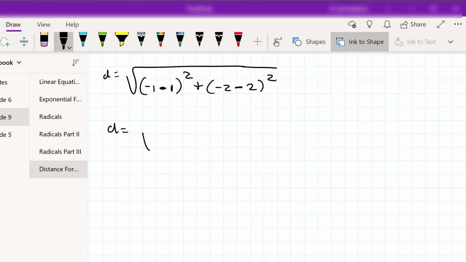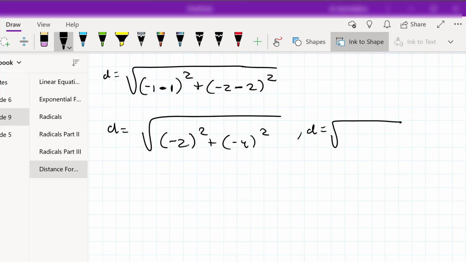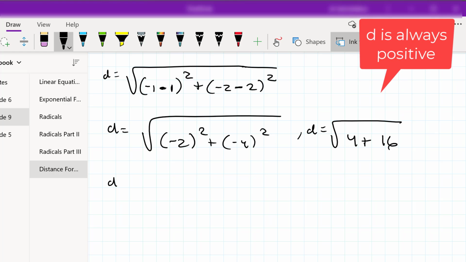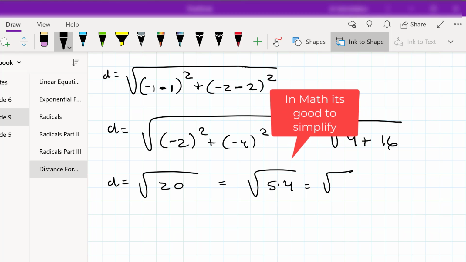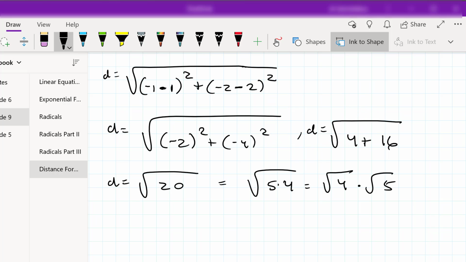So we have D equals minus 1 minus 1 is minus 2 squared plus minus 2 minus 2 is minus 4 squared. Continuing, we have D equals minus 2 squared is 4 plus minus 4 squared is 16. So we have D equals the square root of 20. Or we can rewrite this as 20 is really 5 times 4. And then we have the square root of 4 times the square root of 5. The square root of 4 can be reduced as 2.